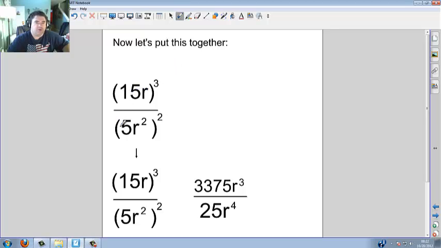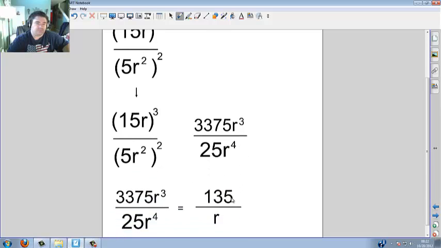15r cubed over 5r squared. By the way, you cannot pre-divide here because these are inside an exponent, and exponent comes before times and divide, because remember, a fraction is divide, so you have to go ahead and cube and square first if it's like this. So 15r cubed becomes 3,375r cubed, and 5r squared becomes 25r squared.